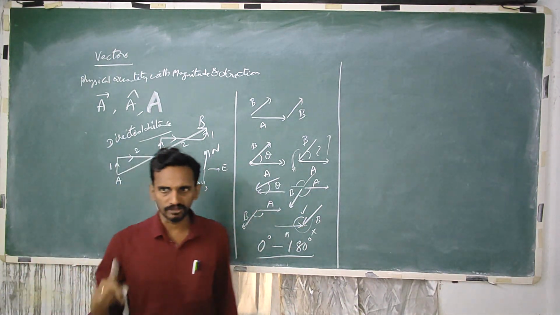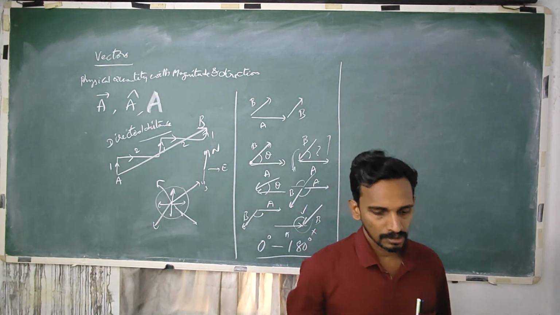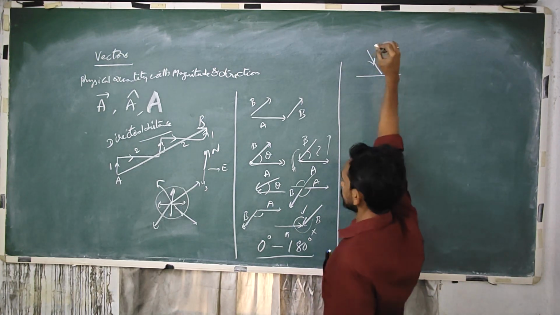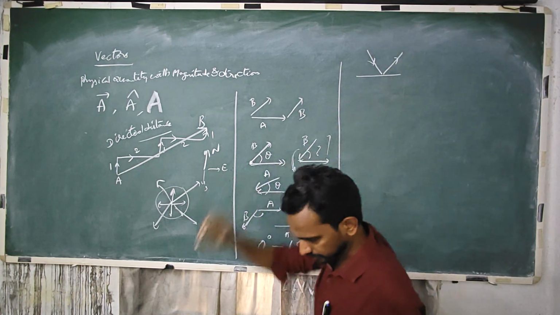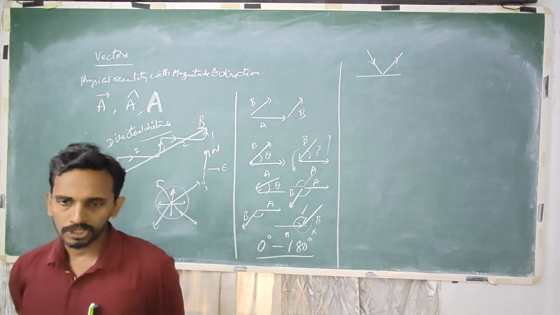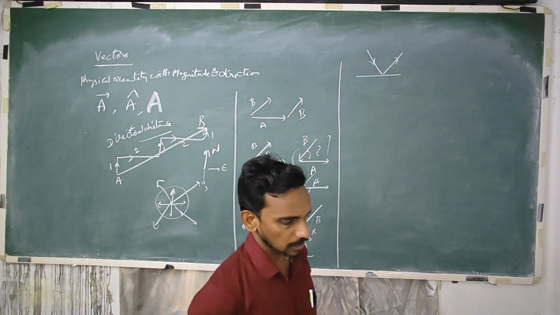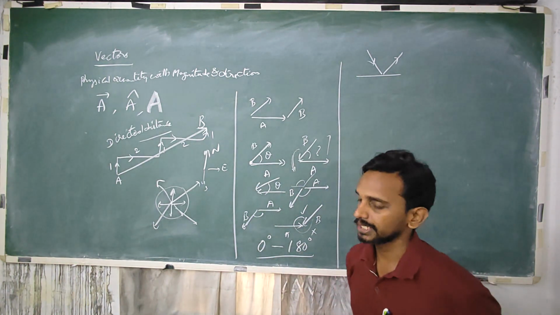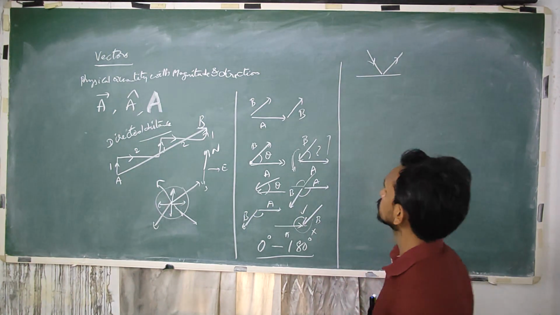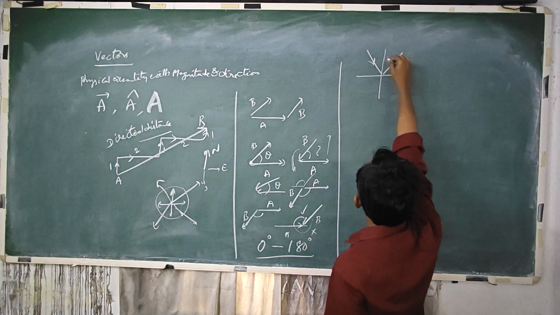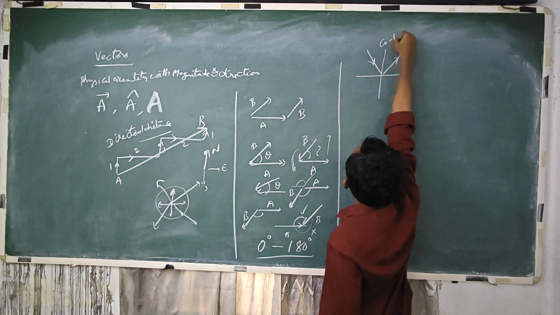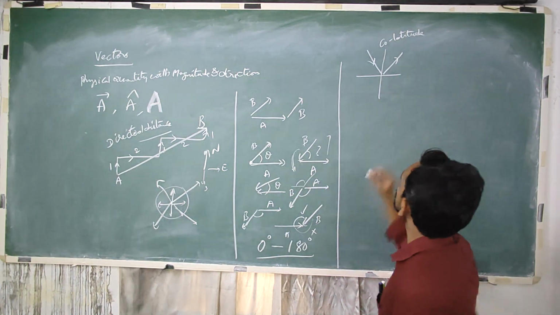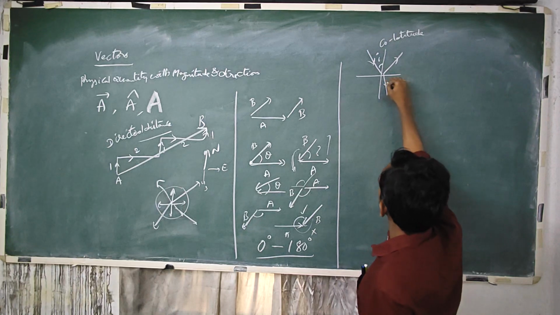What about if you have only one vector, in your reflection, refraction kind of concepts, you have only one vector. In that case, you have to consider one reference direction. So that reference direction could be either a tangent or a normal. So during reflection and refraction, we consider normal. So that is called co-latitude. So this angle is called co-latitude angle.